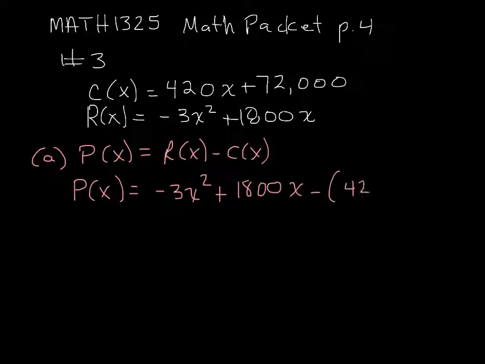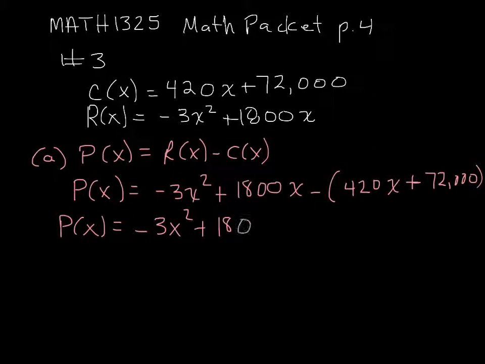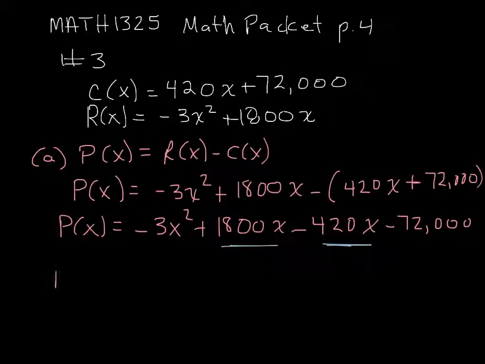you want to distribute the negative sign, 72,000, meaning you're going to have minus 3x squared plus 1800x minus 420x minus 72,000, because you need to distribute. And so all I can pretty much do from here is I collect like terms. And so my profit equation will be minus 3x squared.